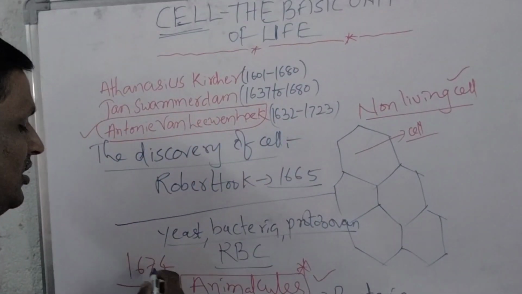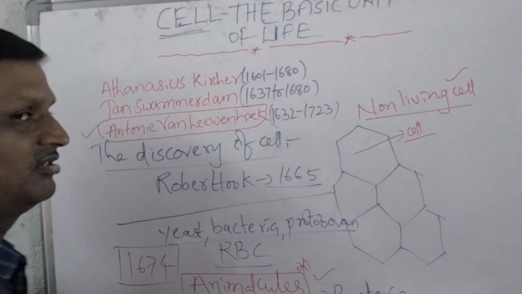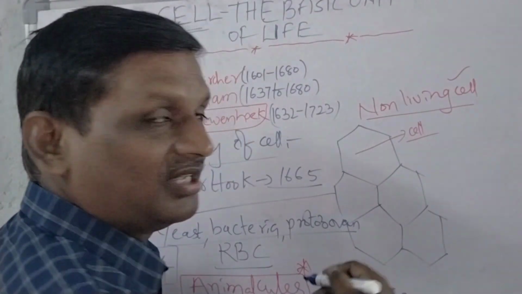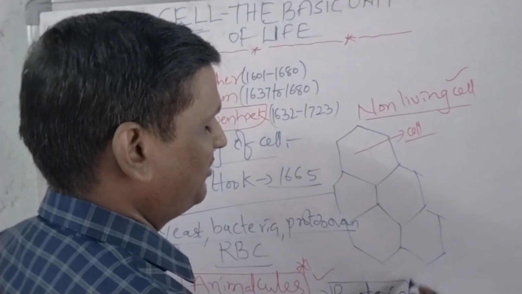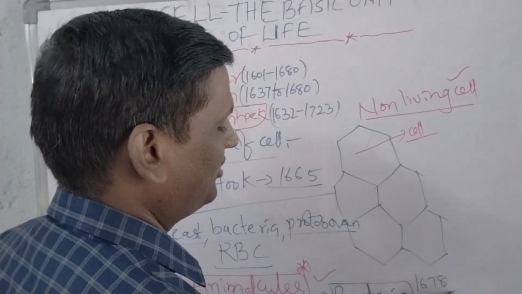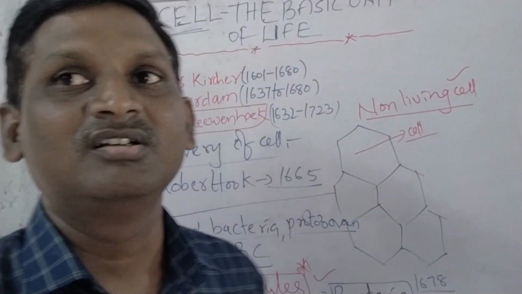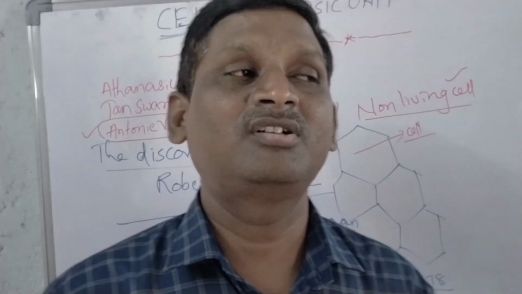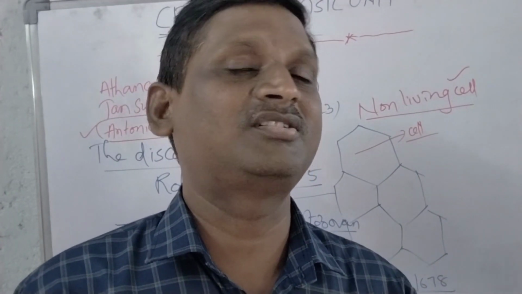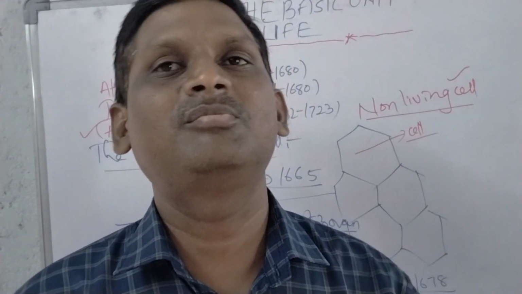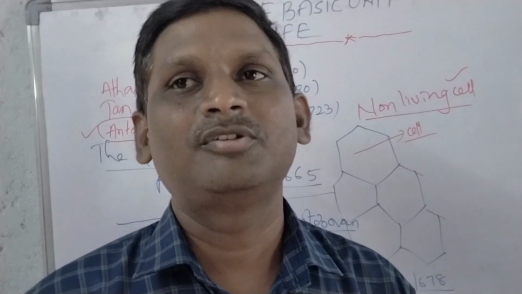First he observed the small creatures in the pond water in the year 1674, but after a few years these animalcules were named as bacteria, in the year 1678. So the first non-living cell was discovered by Robert Hooke. At the same time, the living cell was discovered by Anthony van Leeuwenhoek.